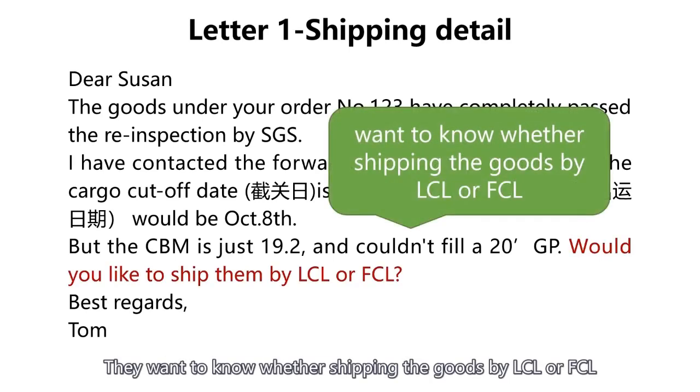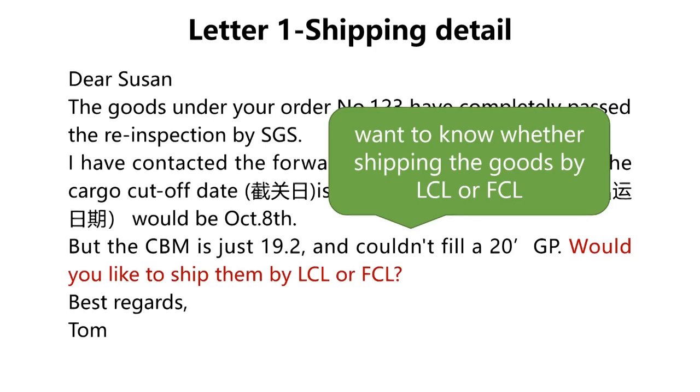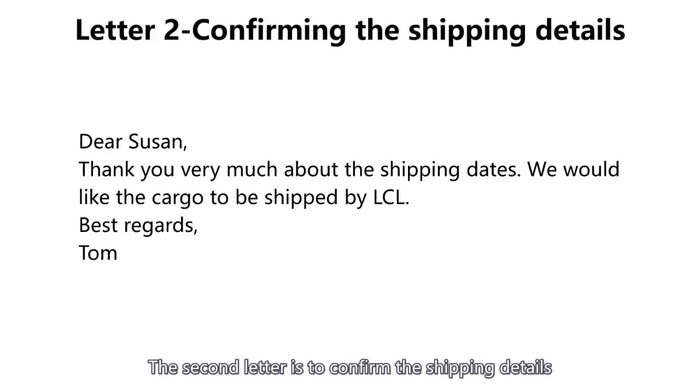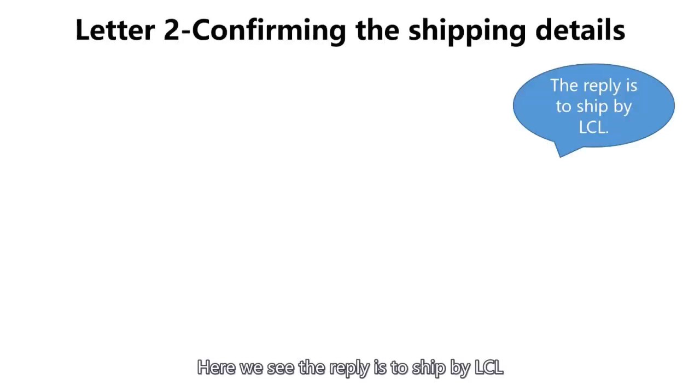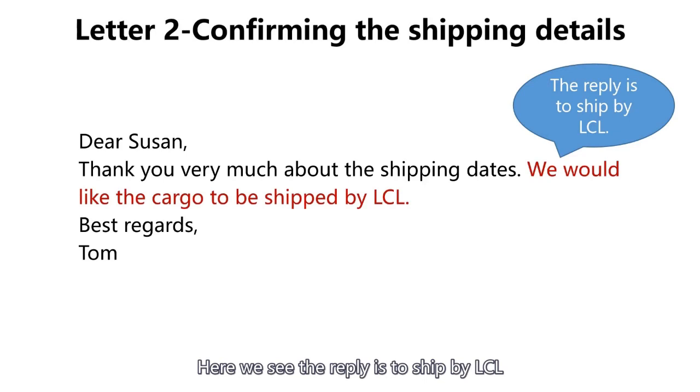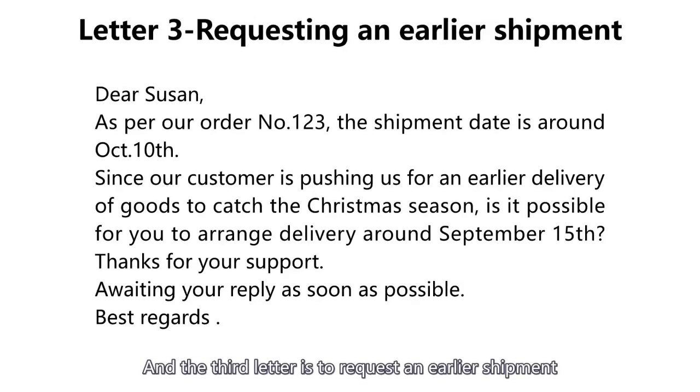The first letter is about inquiring shipping details. They want to know whether to ship the goods by LCL or FCL. The second letter is to confirm the shipping details. Dear Susan, thank you very much about the shipping dates. We would like the cargo to be shipped by LCL. Best regards, Tom. Here we see the reply is to ship by LCL, and the third letter is to request an earlier shipment.